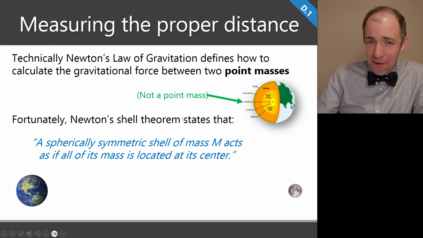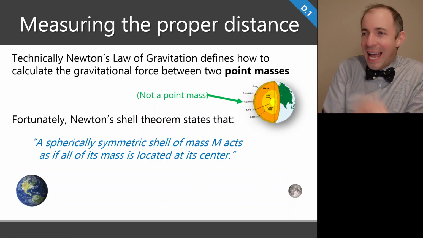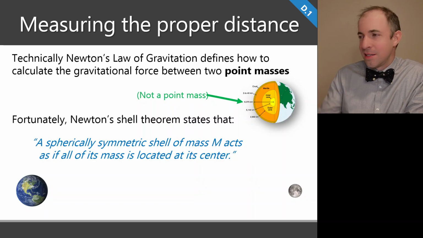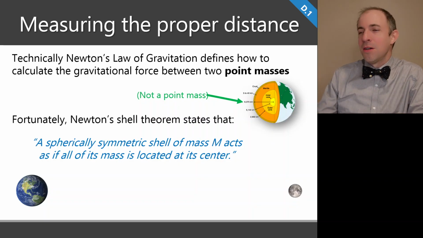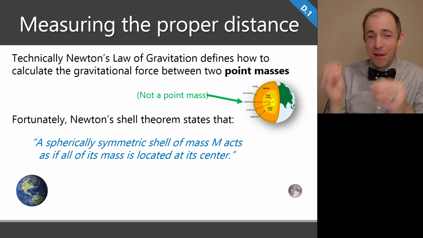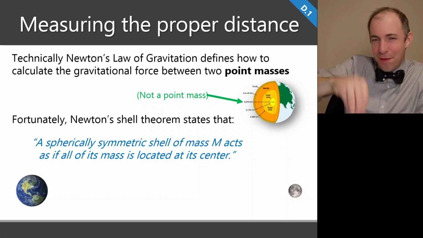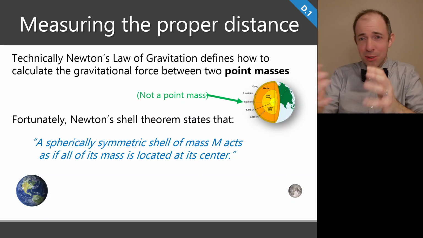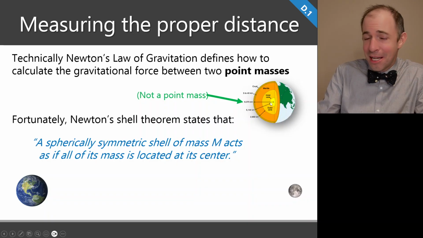So, another factor that's important to identify here in Newton's law of gravitation is that technically the law states that it's a gravitational force between 2 point masses, and Earth isn't a point mass. There's volume and mass existing in that volume. So, Newton also has a separate theorem called the shell theorem that states that a spherically symmetrical shell of mass m acts as if all the mass was at the center. So, we can imagine that Earth is basically just a bunch of spherical shells, and we're just going to pretend that all the mass is at the center of the Earth.